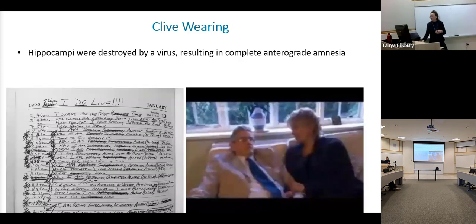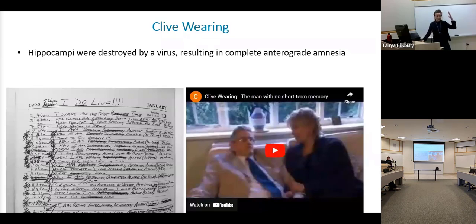Another famous patient is Clive Waring. Clive Waring had a form of herpes that went to the brain, and the virus destroyed his hippocampi. And that resulted in complete anterograde amnesia. And here's an example of what that was like.